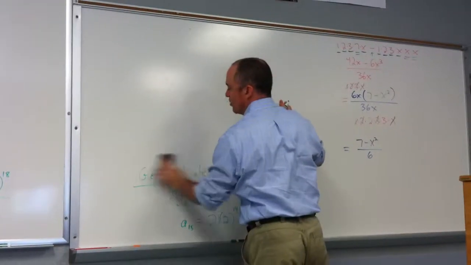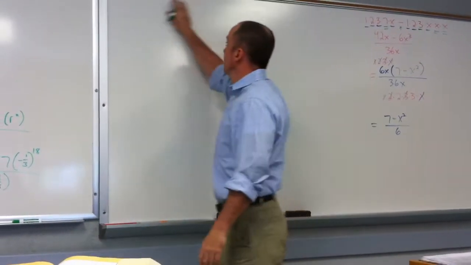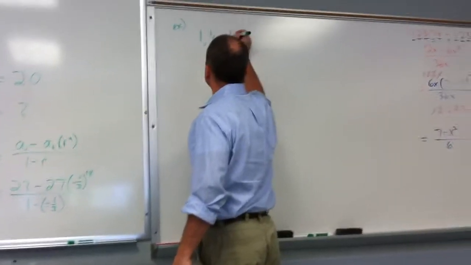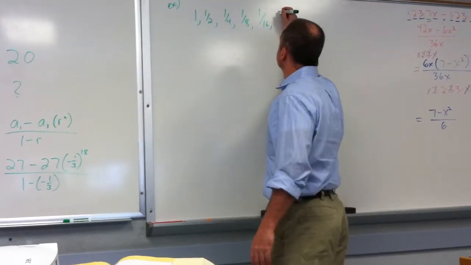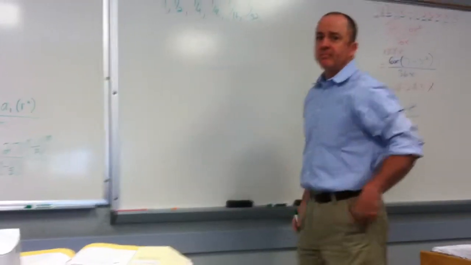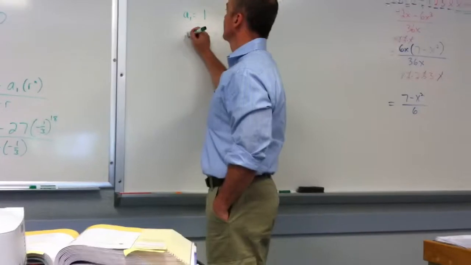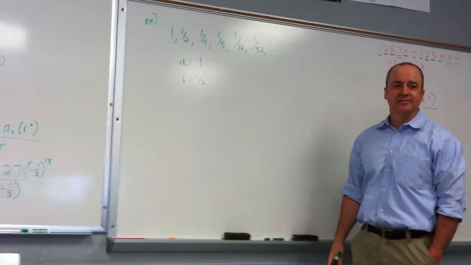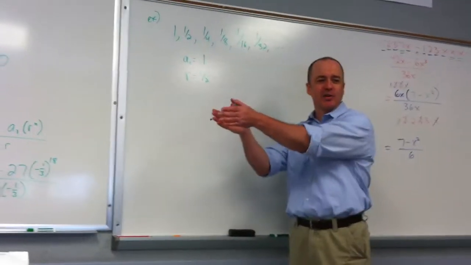I'll quickly touch on one more example in the time I have, an example of the geometric series. R is 1/2. What's a sub 1? That will be 1. Does this look familiar? Zeno's paradox.